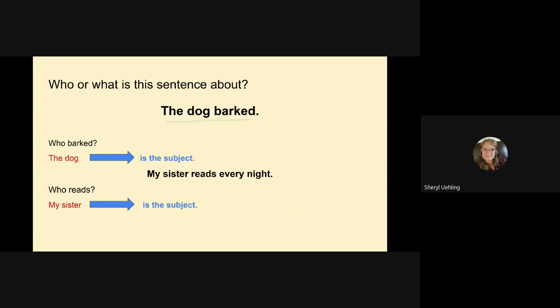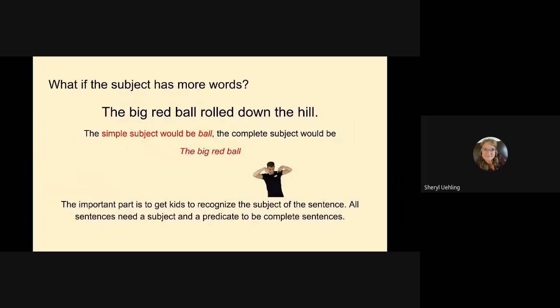Now I have another example. My sister reads every night. Who reads? My sister. So my sister is the subject of the sentence. If you would like to use the word noun for the subject, you may, because nouns are a person, place, thing, or object.